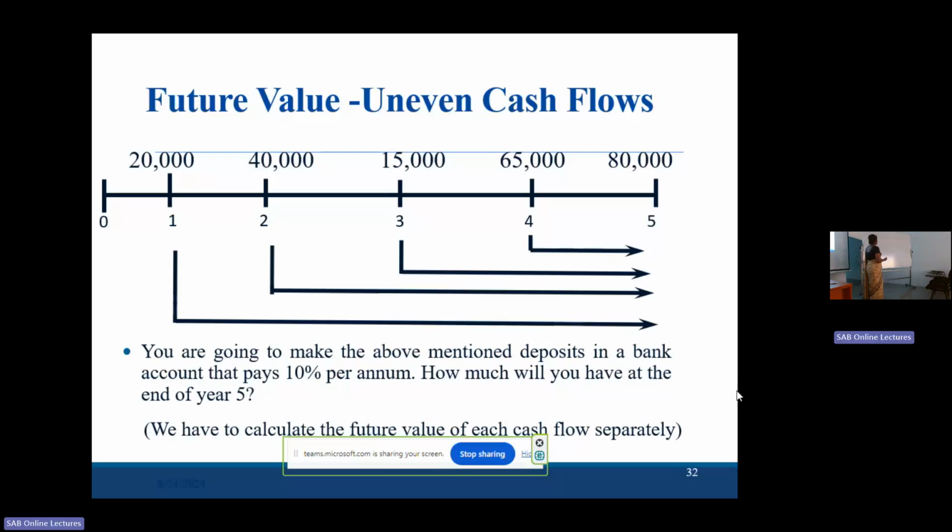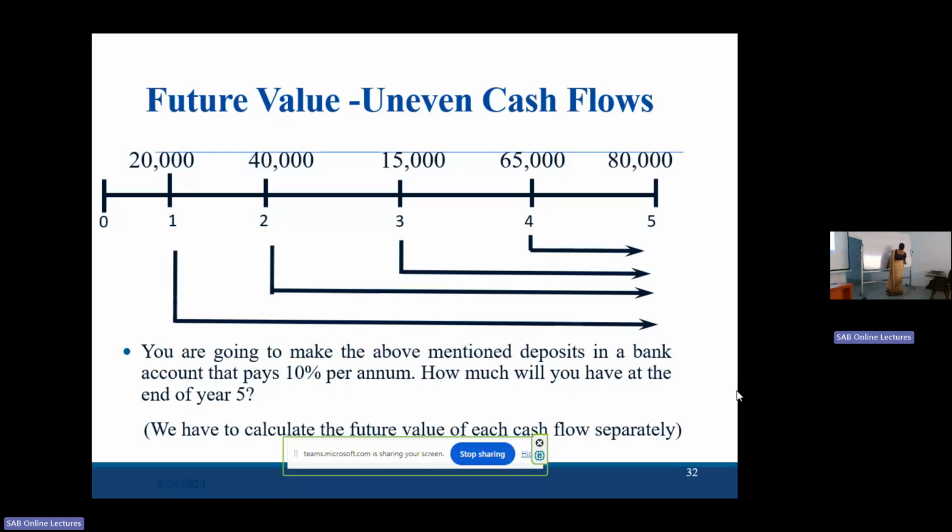But if, for the first time, I ask you to calculate the value of this investment today, again there is no option: separately you have to discount each cash flow to the present. Since you have valued this investment to the end of year 5, no need to discount each cash flow again. Directly, you can take the future value. So the future value is 252,172. This is the end of year 5.